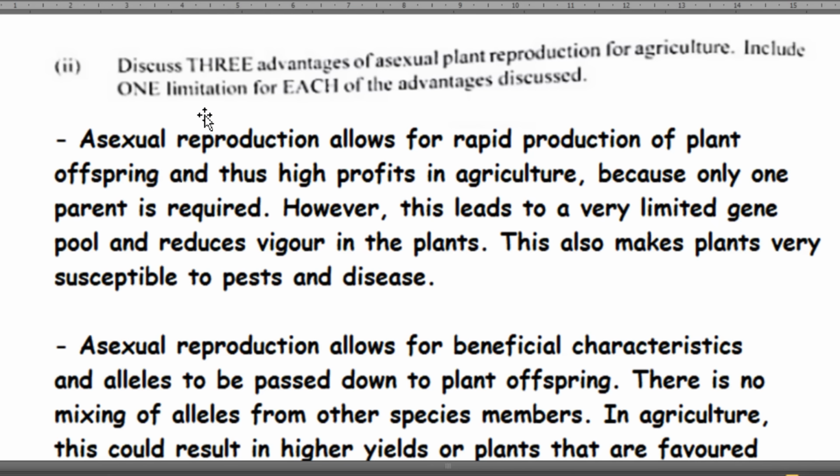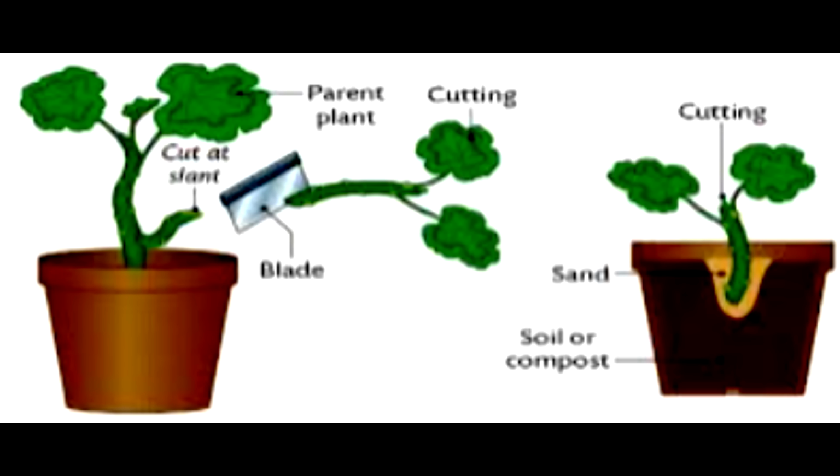This is because you don't need pollination and you don't really need fertilization or anything like that. Asexual reproduction basically involves cuttings, grafting, where you just have one parent and you have no gametes involved. This could also involve tissue culture. So using asexual reproduction and producing a lot of plants, you would have high profits in agriculture because only one parent is required. You don't need any pollen.